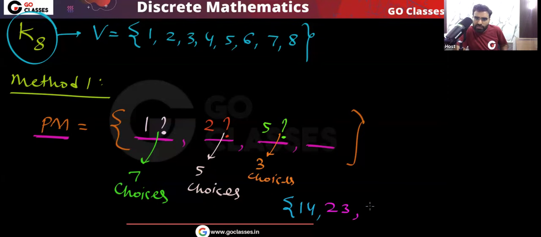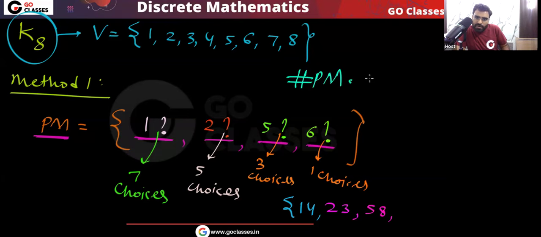Let's assume with 5, I have chosen the partner, that is 8. Now how many vertices are remaining? 2 vertices are remaining. What is the minimum numbered vertex? That is 6. I need to find a partner of 6. How many choices are there? Only 1 choice. So finally, I can say the number of perfect matchings will be 7 into 5 into 3 into 1. This will be your answer. I hope you understood. Clear?